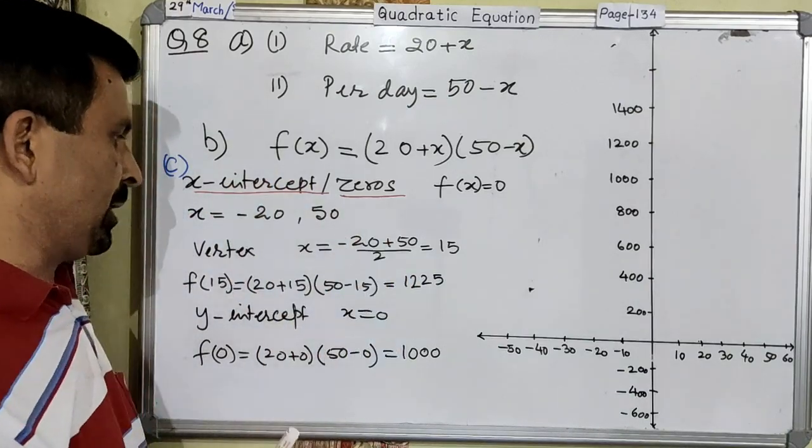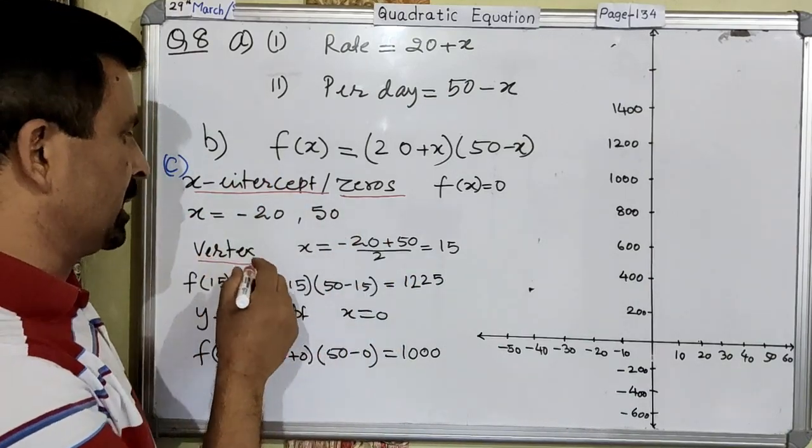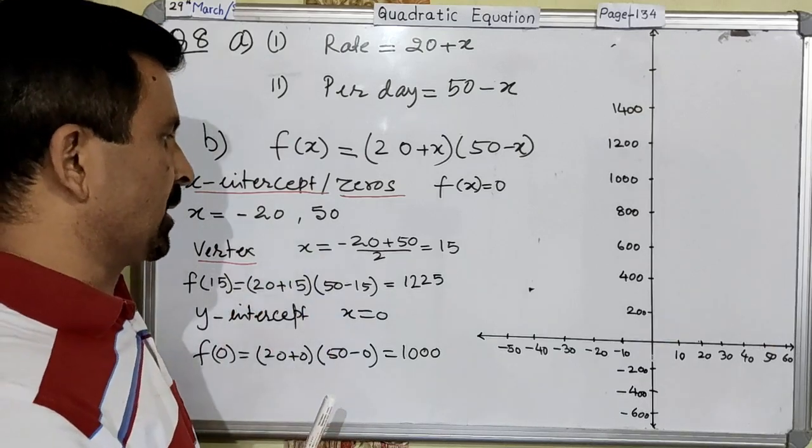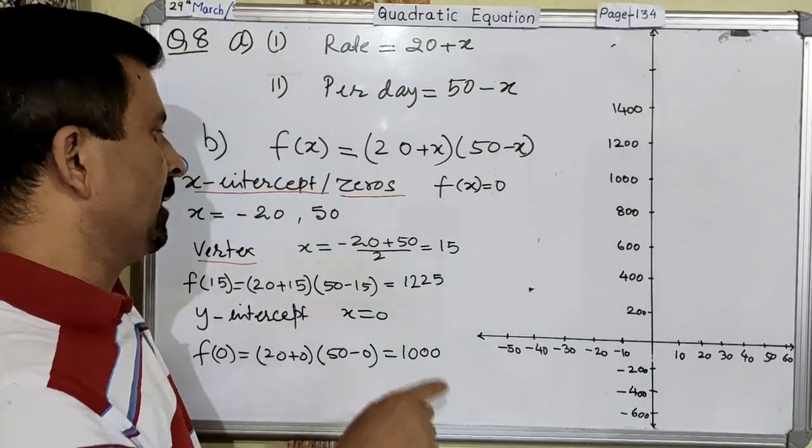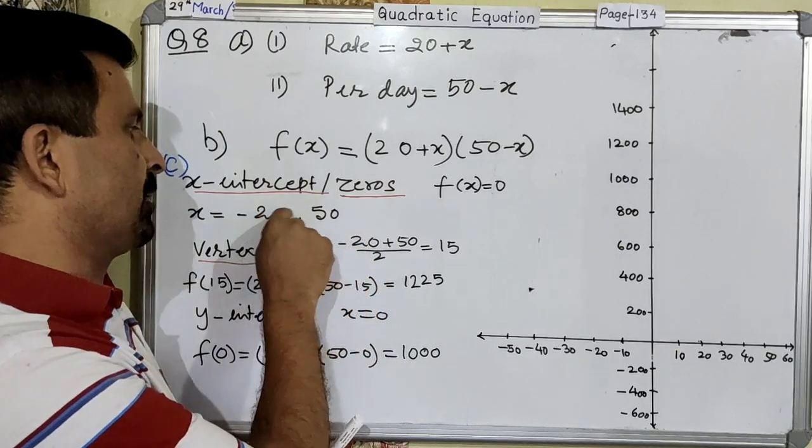Done. Next we are calculating the vertex. You know that when you are calculating the vertex, first of all we calculate the x value of it, and this x value will be the average of these two numbers.